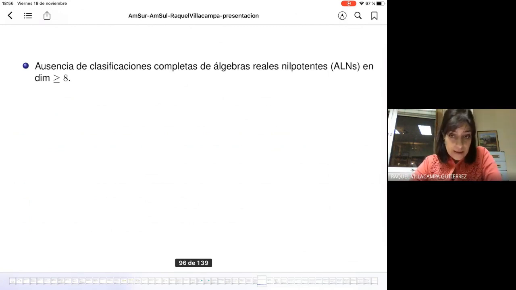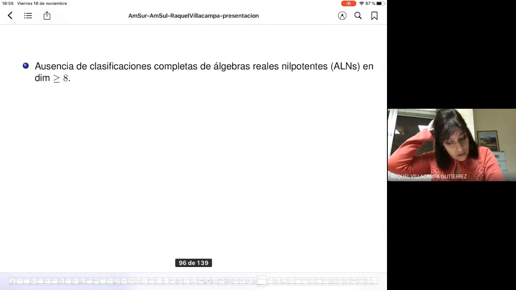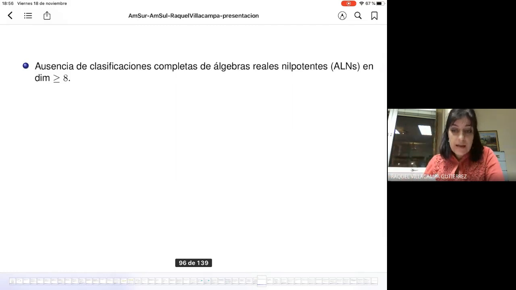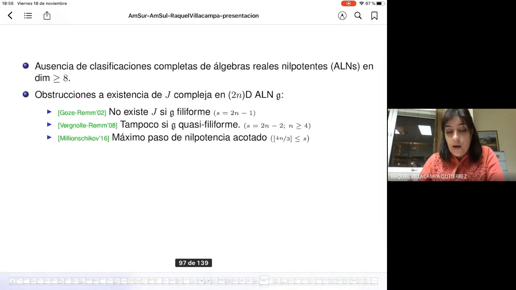Which are the problems in this big dimension? First of all, there does not exist a complete classification of nilpotent real algebras in dimension greater than or equal to 8. However, there exist some obstructions to the existence of complex structures on nilpotent Lie algebras. For instance, if the Lie algebra is filiform or quasi-filiform, then there do not exist complex structures, and also the nilpotency step should be bounded.